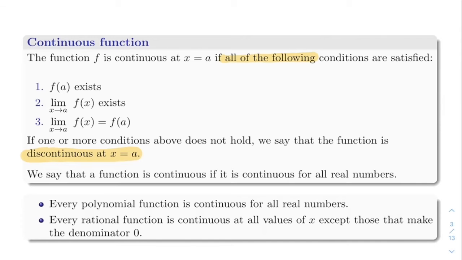Finally, we say that a function is continuous if it is continuous for all real numbers. So this was the definition for x equals a. We will say that it's continuous if it's continuous for all the numbers. Some examples of continuous functions are the following. Every polynomial function is continuous for all the real numbers. So we say that all polynomials are continuous. Another example is that every rational function is continuous at all values of x except those that make the denominator equal to 0. So the ones that are not in the domain of the function.